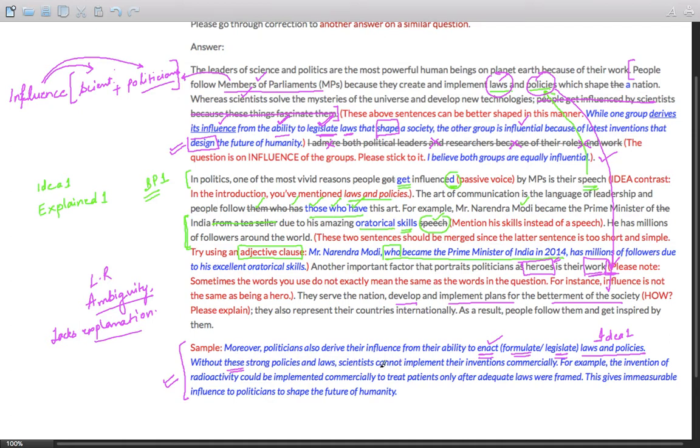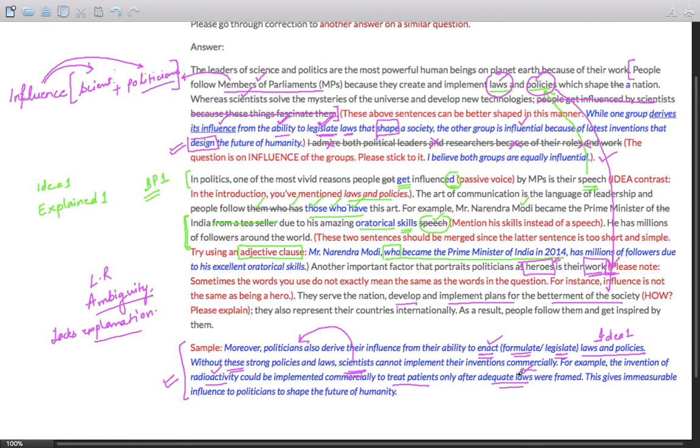Strong policies and law, scientists cannot implement their inventions commercially. So scientists, in other words, are dependent on politicians. So this is the sense of this sentence. For example, the invention of radioactivity. This is a specific example to treat patients only after adequate laws were framed. The role of laws and science in helping the patients.